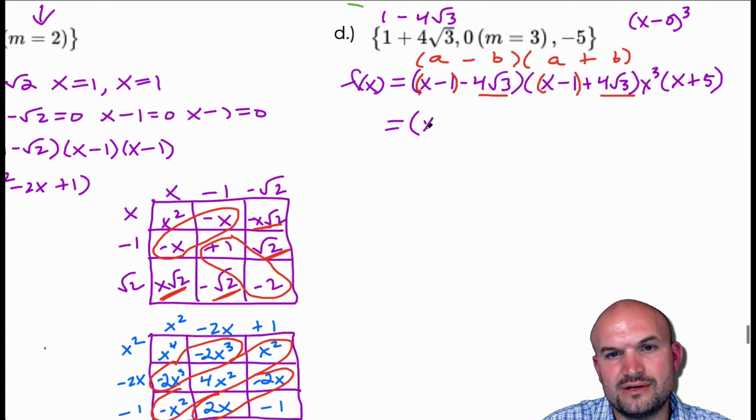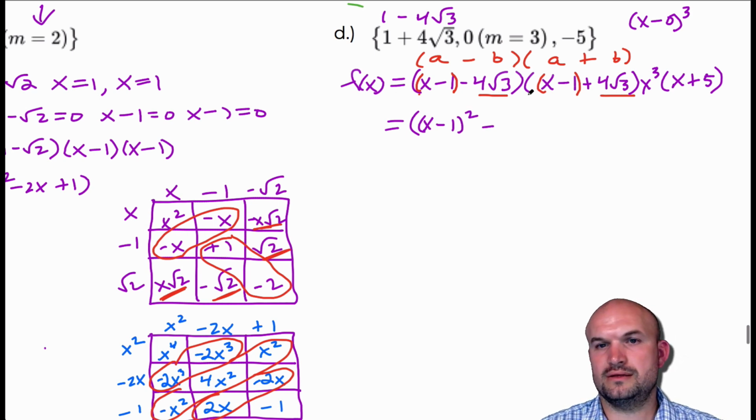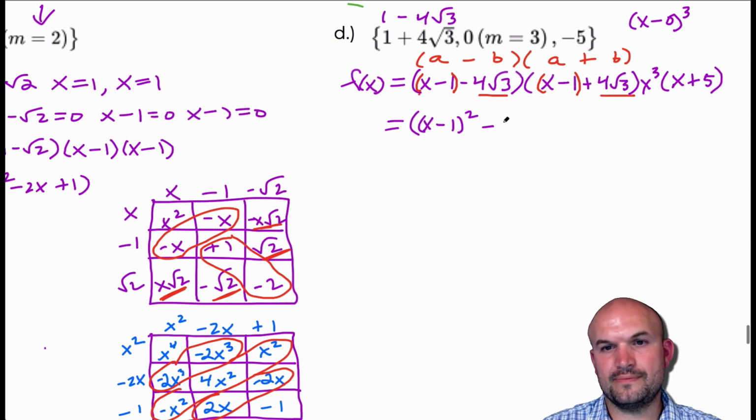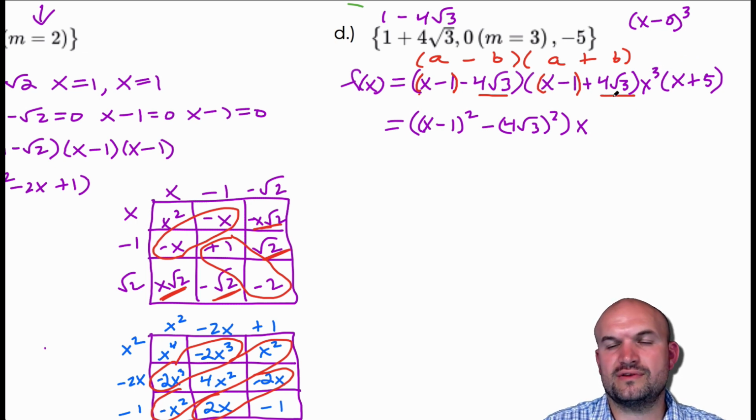So here, I'm just going to multiply x minus 1 squared, and this will be minus 4 radical 3 squared. Okay, and then we'll still have the x cubed, and let's distribute that actually. So we'll have x to the 4th actually. So we have x to the 4th plus 5x cubed. Okay, so let's distribute that.